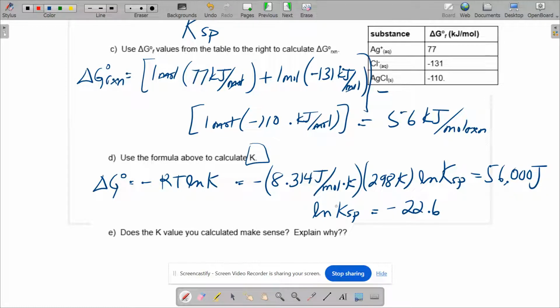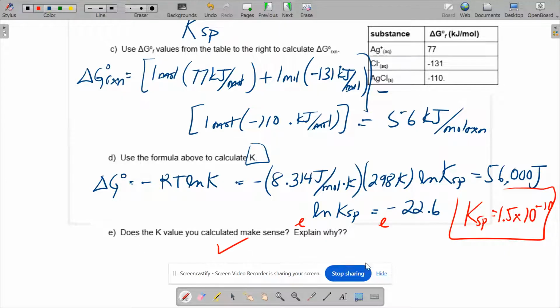How do you get natural log by itself? You take E to both sides, and then KSP ends up being about 1.5 times 10 to the negative 10th. That is a good KSP value because if you remember, the exponents are pretty small. So this reaction does not go very far in the forward direction. Does the K value you calculate make sense? Yes, because the KSP process is not very favorable in the forward direction. We don't produce a lot of Ag plus and Cl minus from that precipitate.